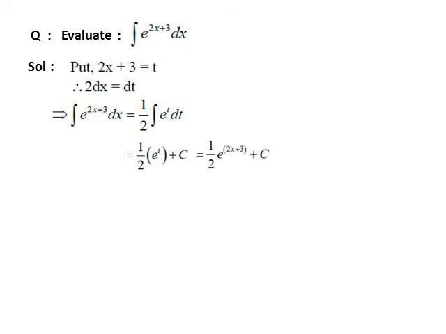In next step, put t equals to 2x plus 3. So, we get integral of e raised to power 2x plus 3 equals to 1 by 2 e raised to power 2x plus 3 plus constant c.